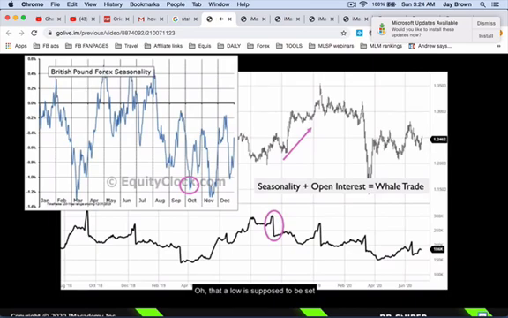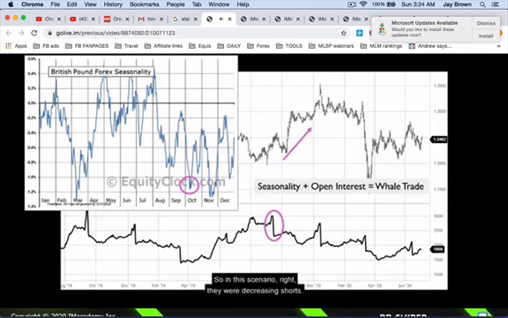Oh, that a low is supposed to be set in the beginning of October. So seasonality let us know well in advance, right? We knew what October was supposed to do back in January because it's an average seasonality chart. So we already knew that was coming. Now we anticipated, or hopefully next year and every month that you do this, you anticipate that move coming. Then you can use open interest to help determine what smart money is doing.